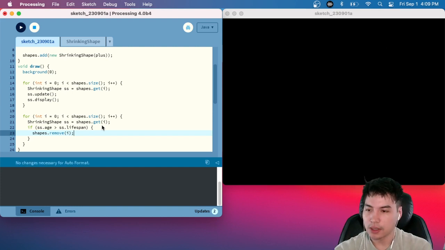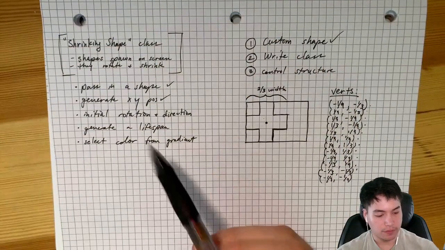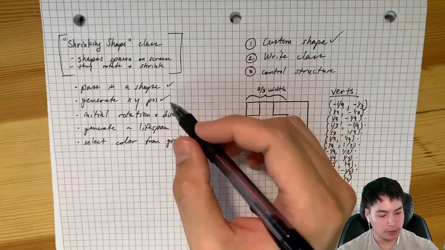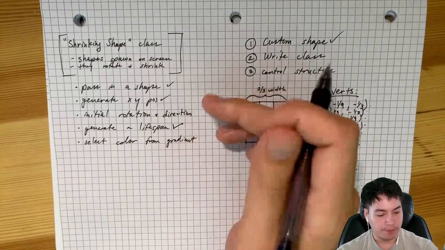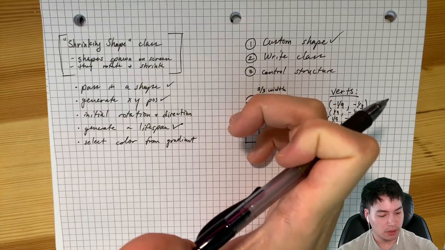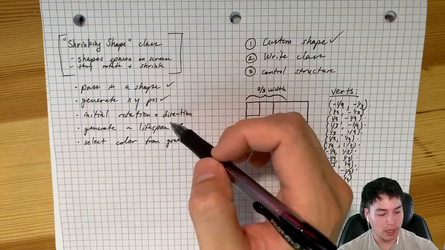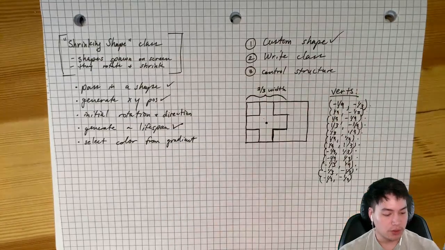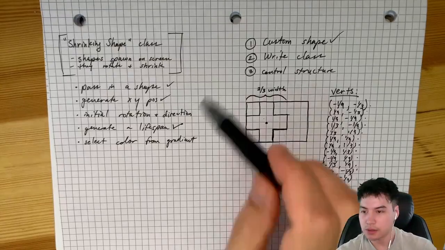Let's take a look again at our list of tasks here. So we have passed in a shape, we've generated the XY position, we've generated the lifespan, right? And we are updating, we're shrinking it as it goes on. So we need to also initialize a rotation amount and figure out a way to decide whether or not it's going to spin clockwise or counterclockwise. So let's take care of that.